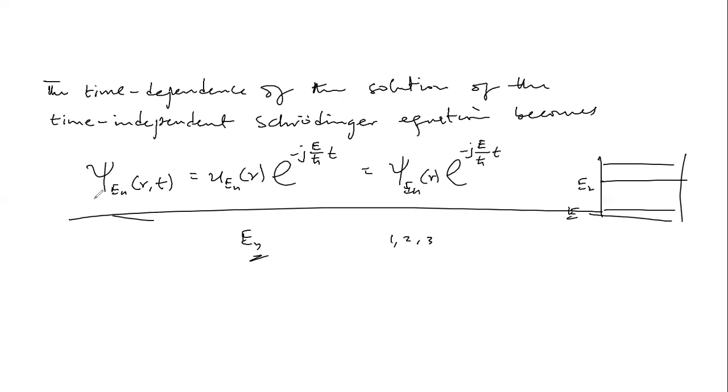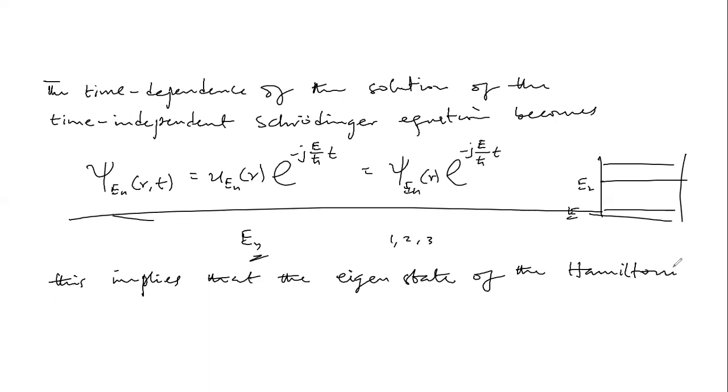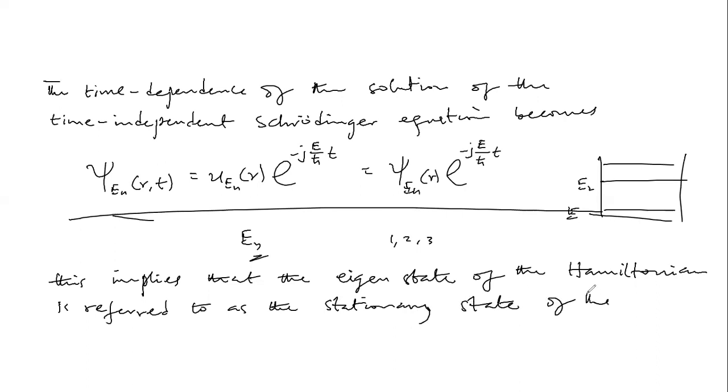So what we are trying to say is that the implication of this time dependence of the solution of the time-independent Schrodinger equation is that the eigenstate of the Hamiltonian is referred to as the stationary state of the system.